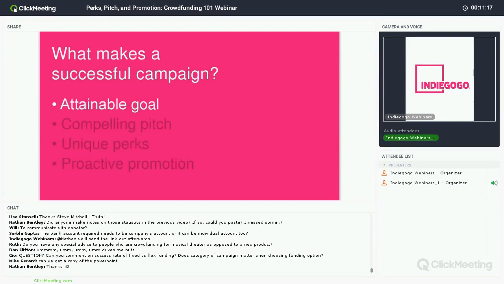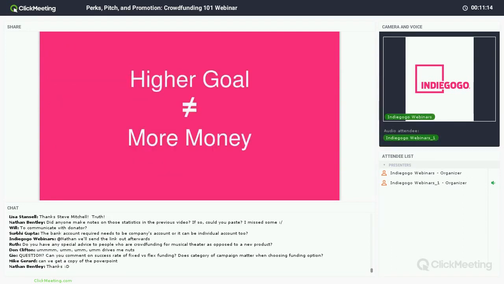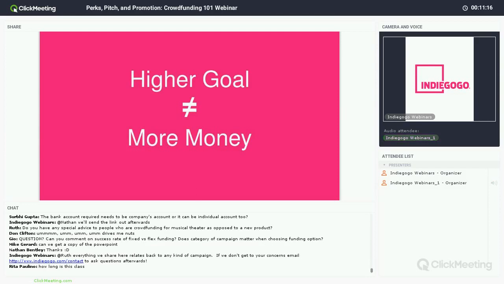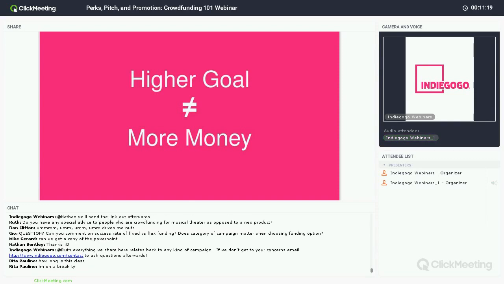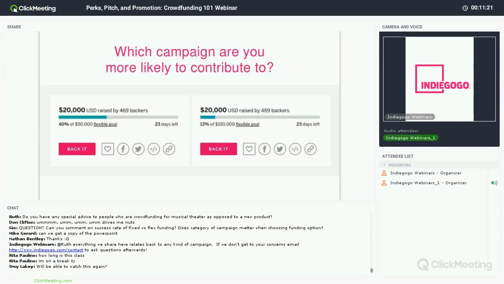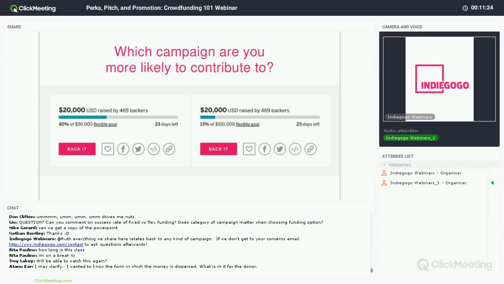So let's start really quick with the attainable goal. Now, something I want you guys to note here is that a higher goal does not always equal more money. Keep this image in mind. And I say this because take a look at these two images. Out of these two, which campaign are you more likely to contribute to? If someone feels like responding, feel free. They both have a $20,000 raise currently.